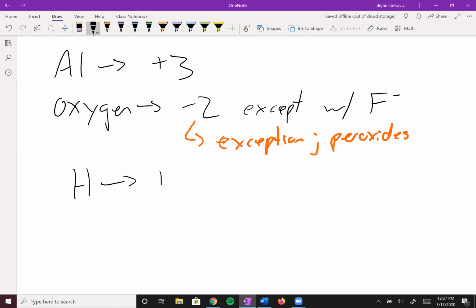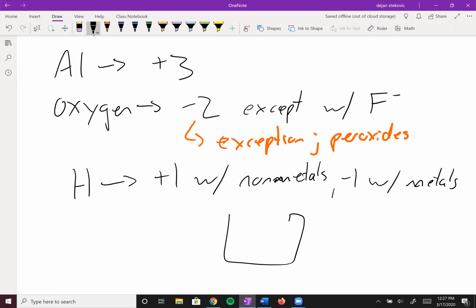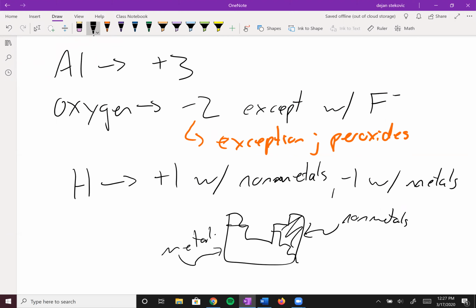Hydrogen is +1 with nonmetals and -1 with metals. So if you think back to the periodic table, there's a little staircase that kind of goes down here. These guys up here are nonmetals. Thus, everything down here is going to be metals.